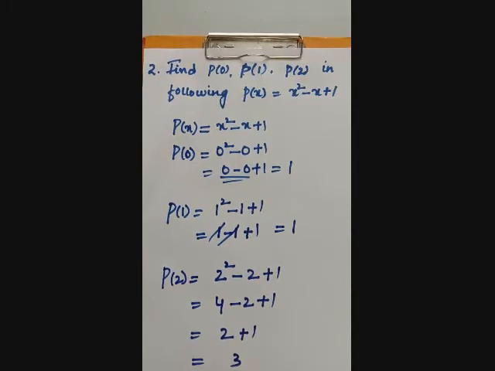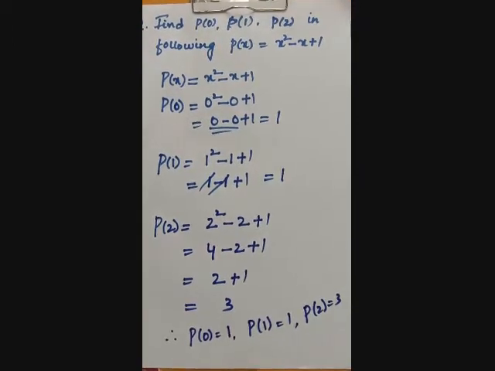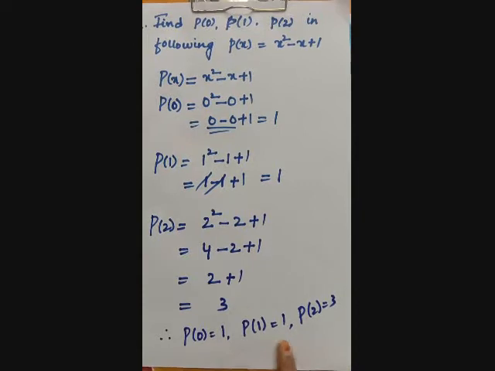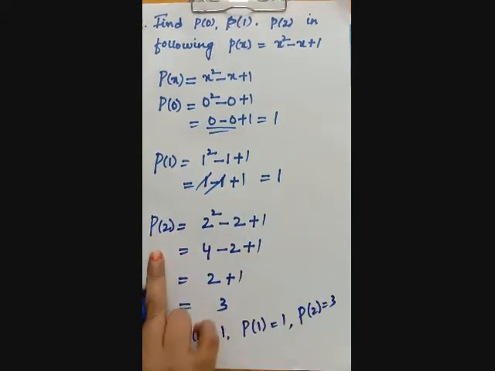Therefore, P of 0 is 1, P of 1 is 1, and P of 2 is 3. Is it clear? Sorry. So therefore, P of 0 is 1, P of 1 is 1, P of 2 is 3. In this we have completed.